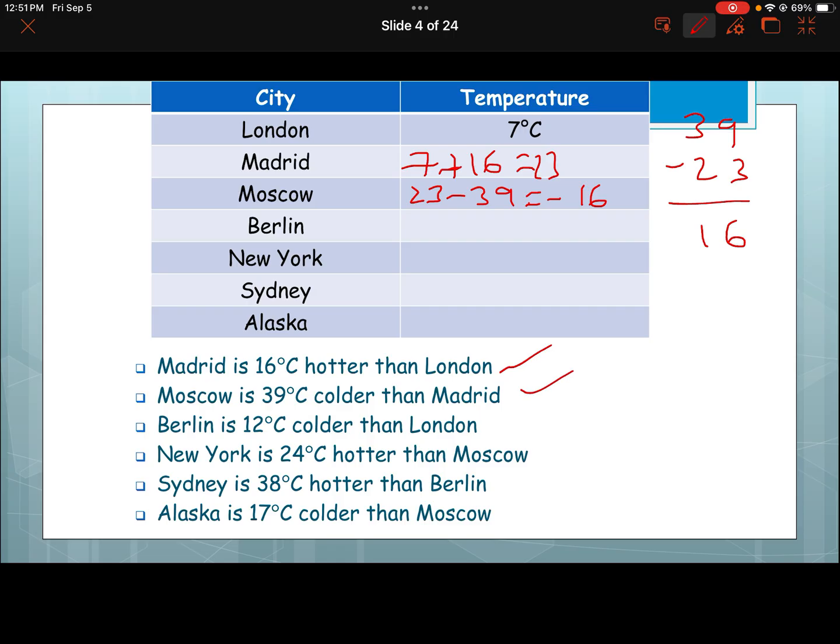Berlin is 12 degrees colder than London. London's 7 degrees. Same idea. It's going to be 7 take away 12. Again, if you're not okay with that, just do 12 take away 7. So count up from 7 to 12, which is 7, 8, 9, 10, 11, 12, 5. And so my answer then is -5.